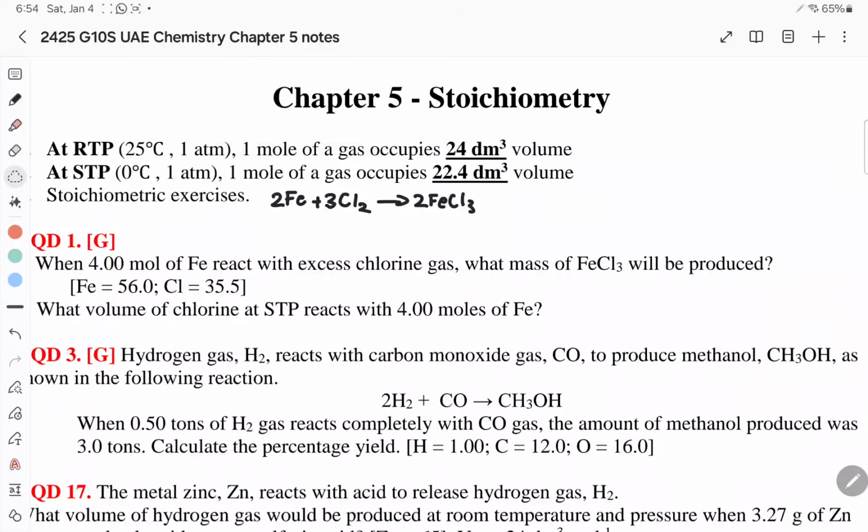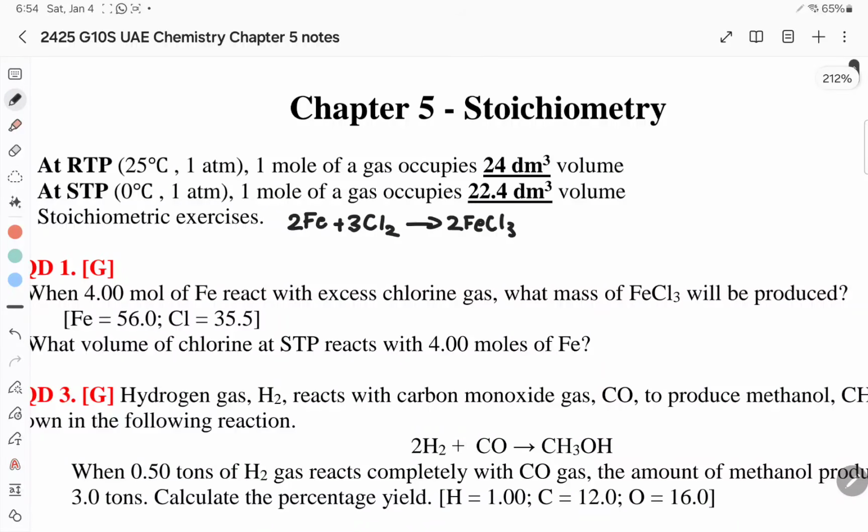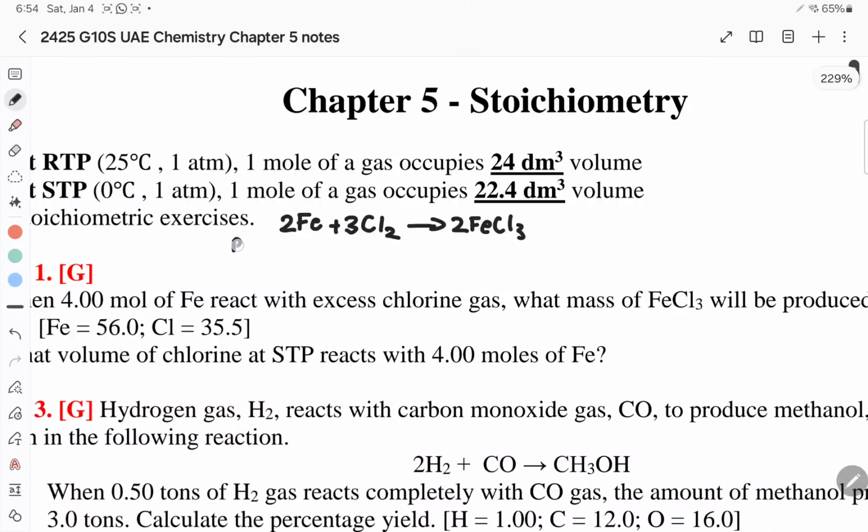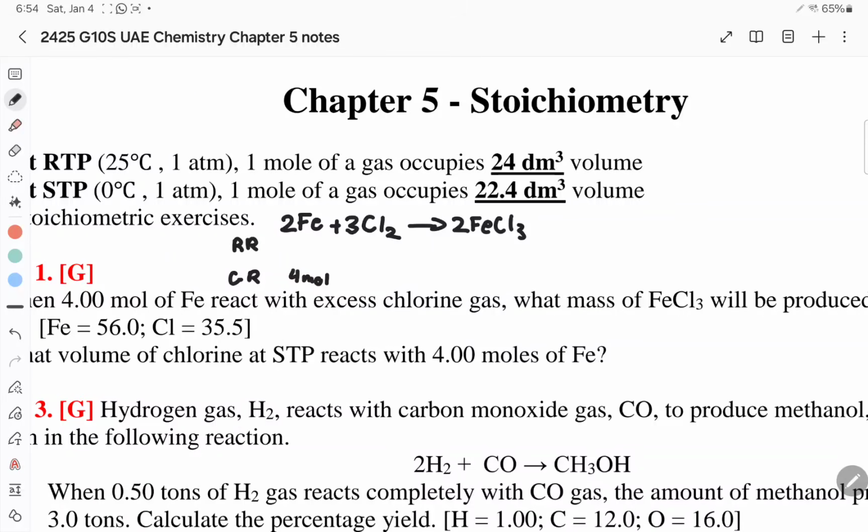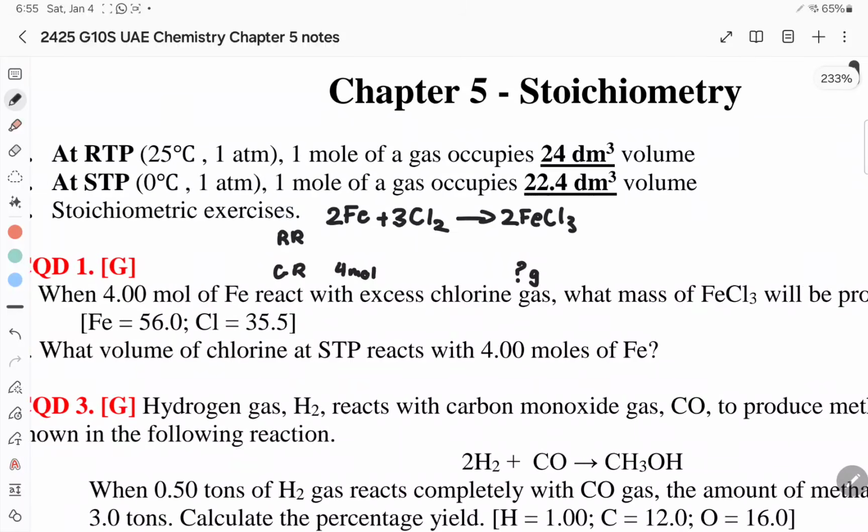So now, let's solve. This is our reacting ratio, and this is the given ratio. You have 4 moles of Fe reacting with excess chlorine gas. So we don't even look at chlorine because it's in excess and we only work with limiting reagents. What mass of FeCl3 will be produced? So you need to know what mass, so in grams, how much of it will be produced.